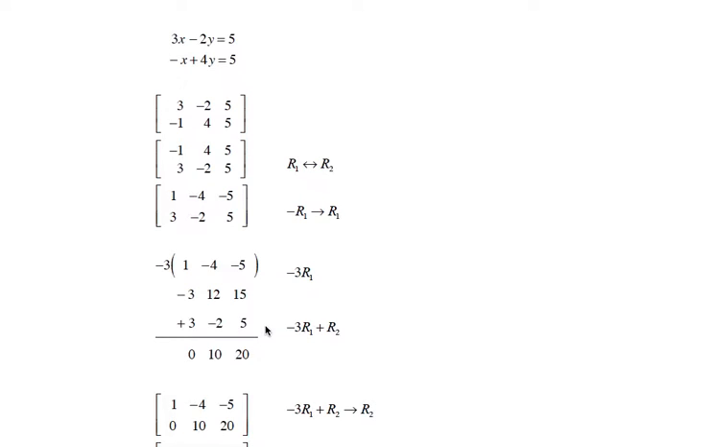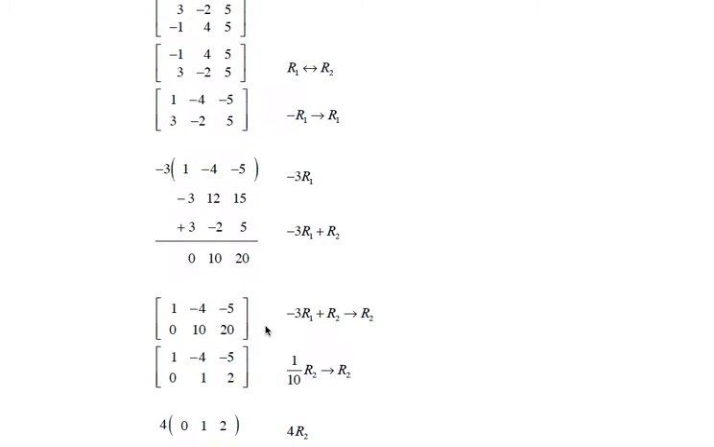And so that becomes my new row 2. I'm placing that in row 2. And so this is the result of that. After having multiplied negative 3 times row 1 and adding it to row 2, I place it in row 2, and that is the notation for that set of operations.